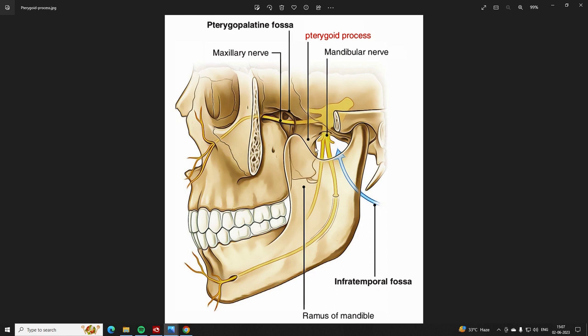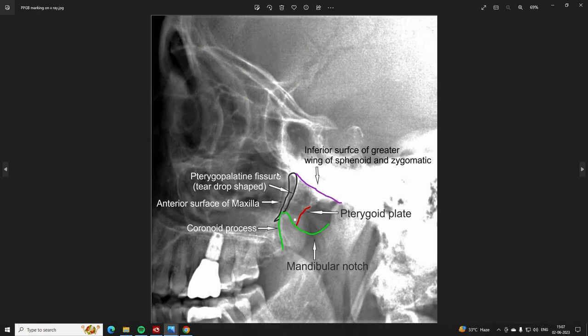But even if you don't find the opposite vas, you try to focus on the pterygopalatine fissure. You take any X-ray here and try to find the notch. You just see the zygomatic process. Below this zygomatic process, between the zygomatic and the mandibular notch, just anterior, you will get this teardrop shaped pterygopalatine fissure. I think this will help you to find it.